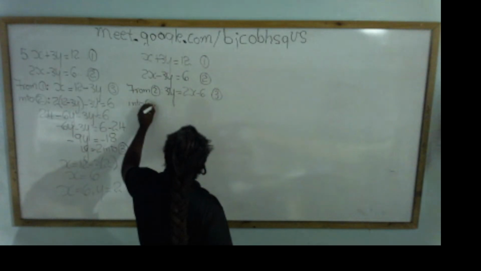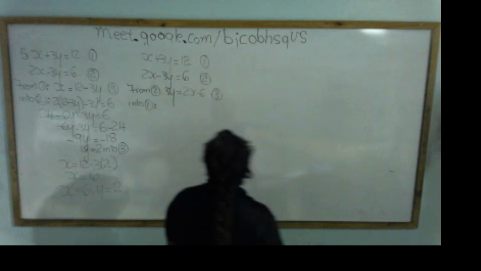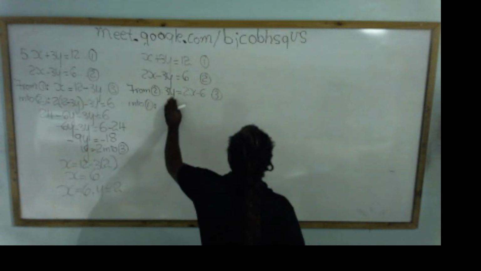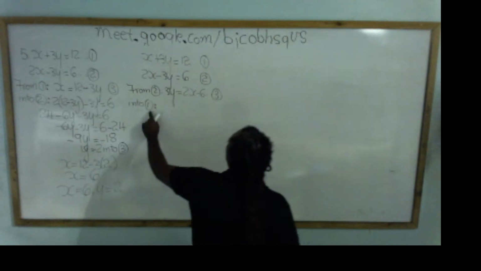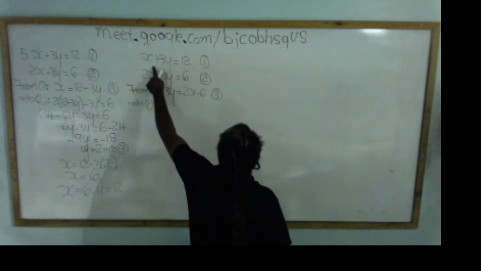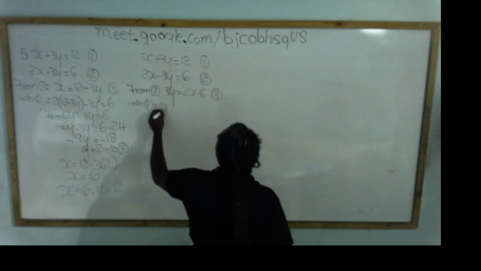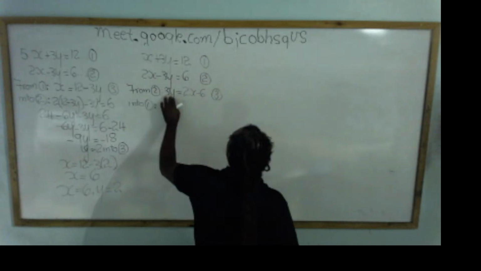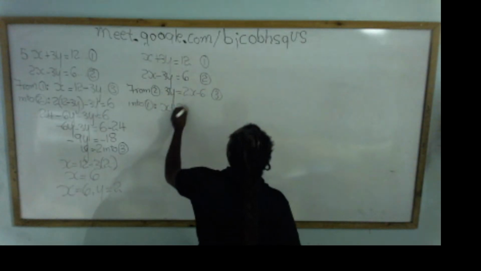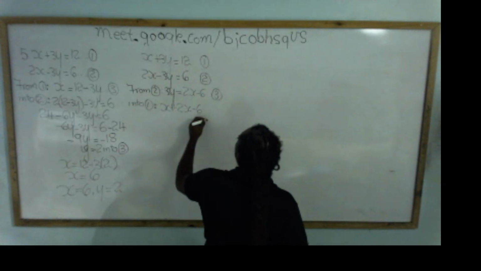So in equation 1, wherever you see 3y, you're going to replace that with 2x minus 6. So let's go. Into equation 1. That's your equation 1. We have x plus 3y. What is 3y? 3y is 2x minus 6. And that is equal to 12.